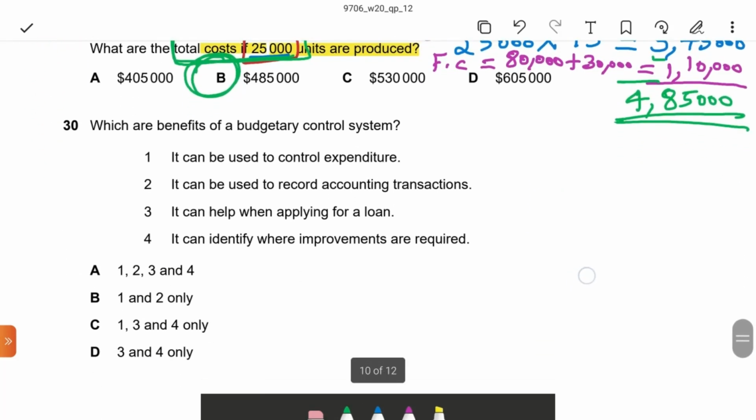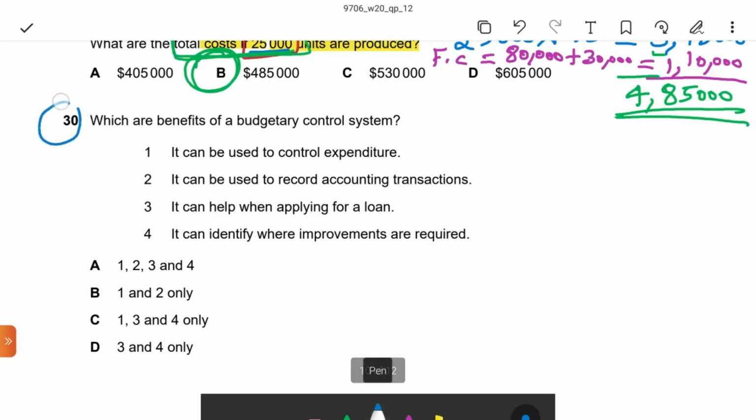Now the last question. Which are benefits of a budgetary control system? It can be used to control expenditure. Yes, budgetary control helps the business to control future and current expenditure. It can be used to record accounting transactions. No, budgetary control is not used to record accounting transactions, because budgetary control mainly shows our cash transactions.